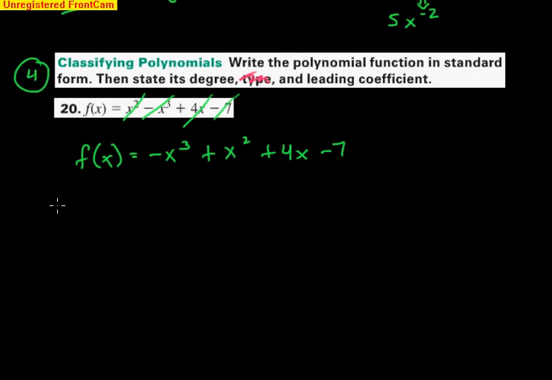Standard form. The degree is the first exponent you see in standard form. That is this 3. The leading coefficient is the first coefficient, or the first big number you see. Well, I see this negative sign. That means there's a negative 1 there. And there's your standard form with your degree and leading coefficient.